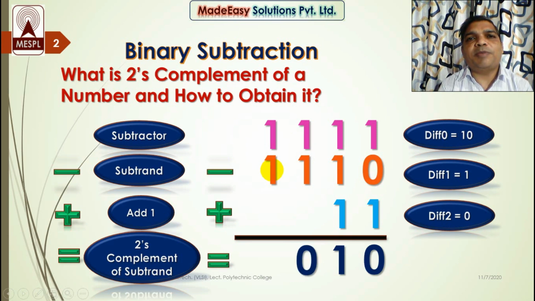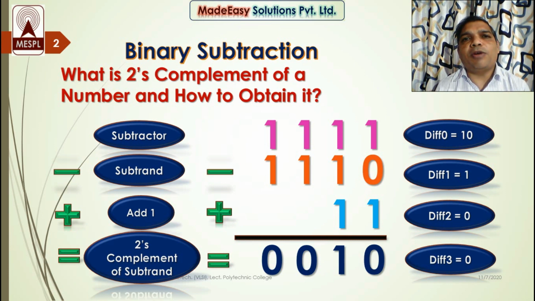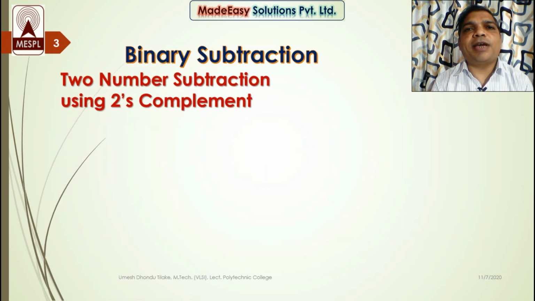Now perform MSB subtraction, I will get the result 0 and I will put it over here. So 0010 is the 2's complement of 1110. So obtaining 2's complement is again an easy process. Now let us see how we can use 2's complement to obtain the subtraction.